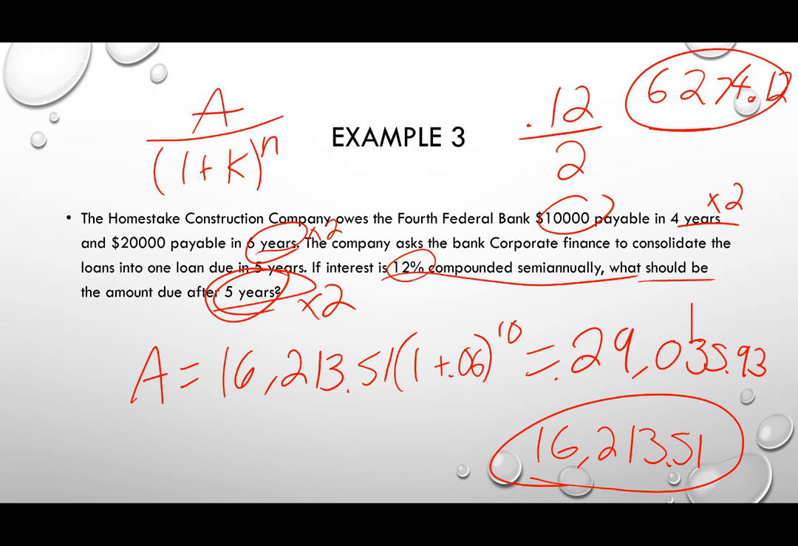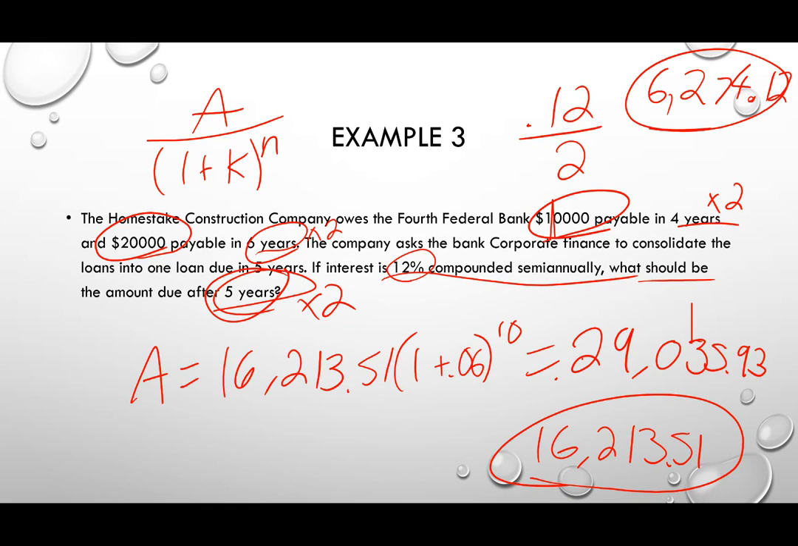So let me backtrack a little bit to explain what we did, because it was a little bit of a jumbled mess. We had two loans, and we know the payable amount for both of those loans, which would have been, if we kept it the way it was, of course, $30,000. But we were asked to consolidate the loans into just one and to do it in 5 years. So what we did was we found the present value. What is today's value of this loan and today's value of this loan? So we found both present values.